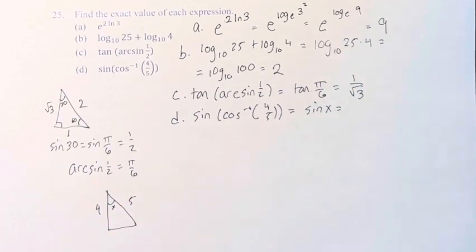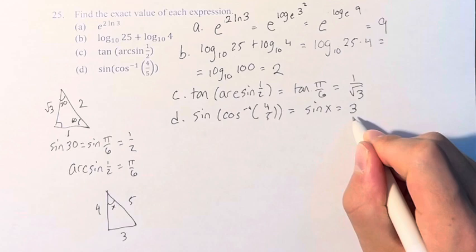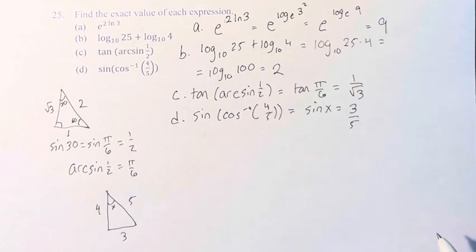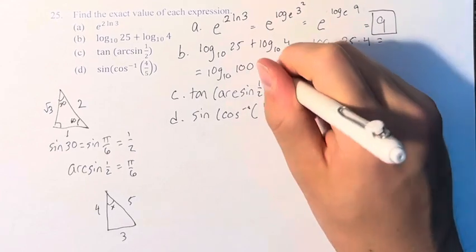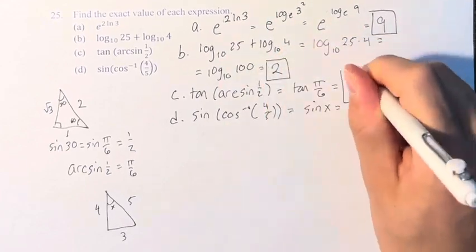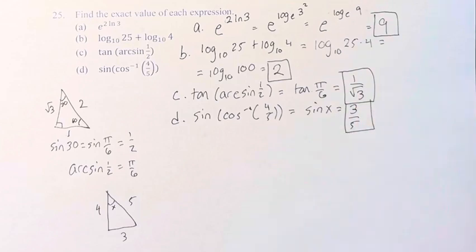Now we just have to find what the sine of this angle is. And you can see this is a basic Pythagorean triple, right? This is a 3, 4, 5 triangle. The sine of this angle is the opposite side over the hypotenuse, which is 3 over 5. So therefore, the exact values of these expressions are as follows: 9, 2, 1 over the square root of 3, and 3 over 5.